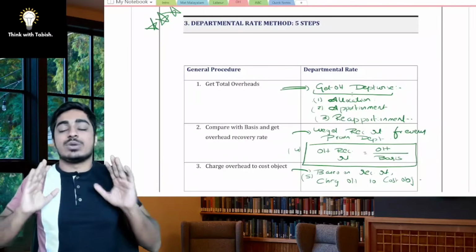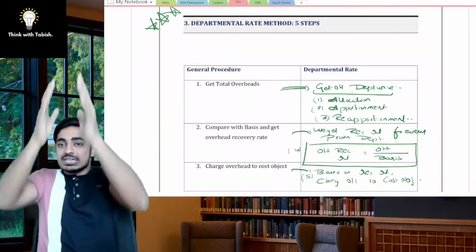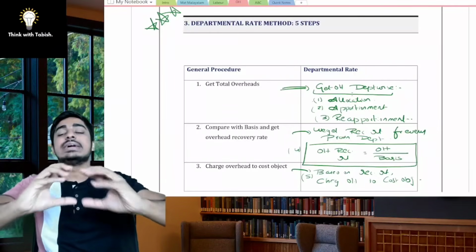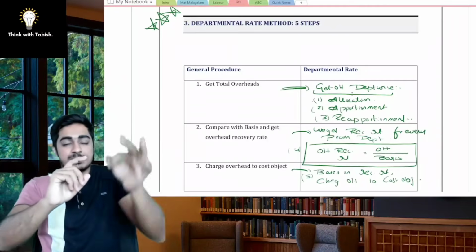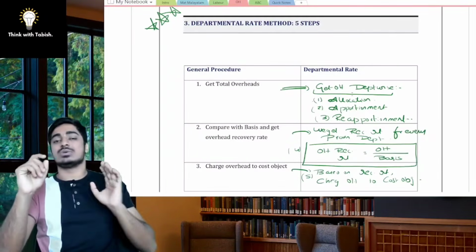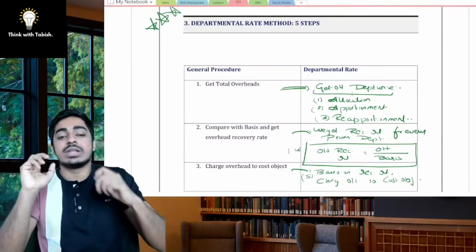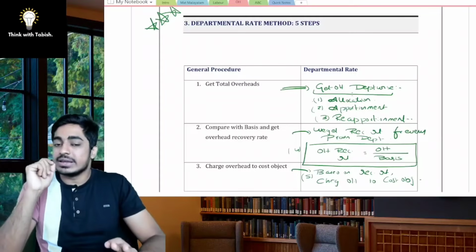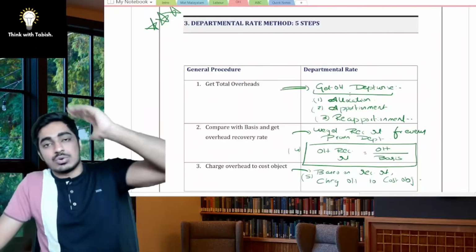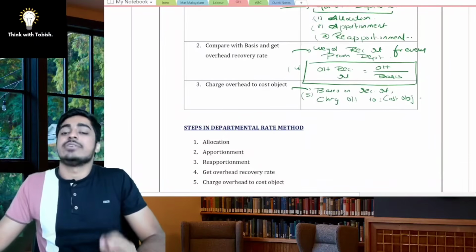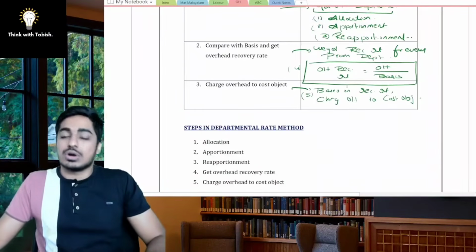But once we've done it, what do we get? We get the allocation, apportionment, reapportionment. We get the total overhead department wise. For production department 1, this is the overhead. Department 2, this is the overhead. Department 3, this is the overhead. Once we've got the total overhead, we can compare it with the basis. We get the overhead recovery rate. Overhead recovery rate is nothing but overhead divided by basis. And once we've got the overhead recovery rate, we can charge the overhead to the cost object.